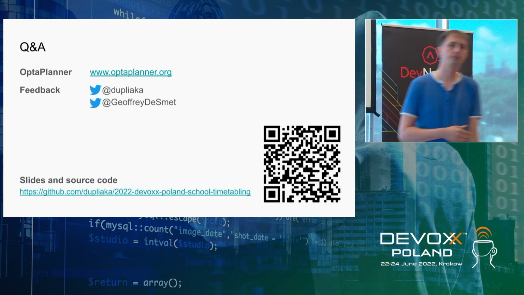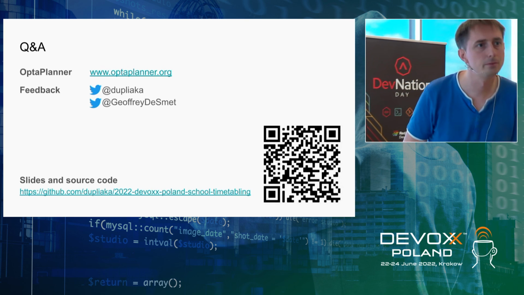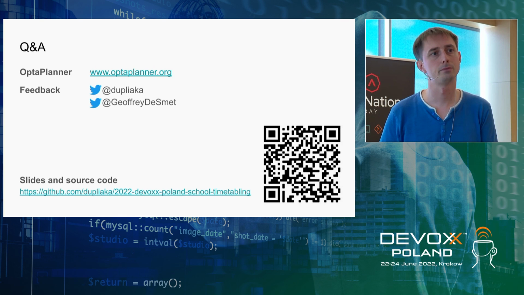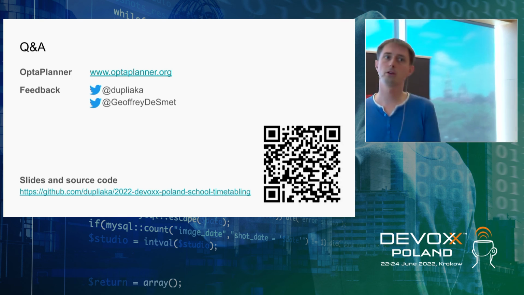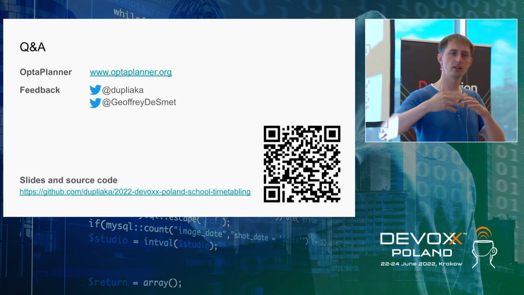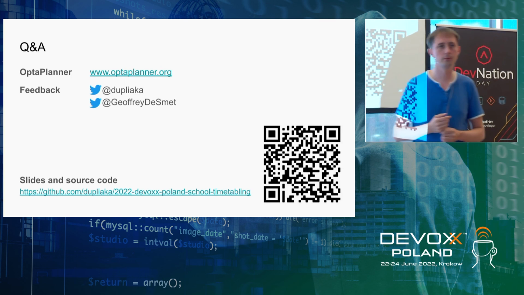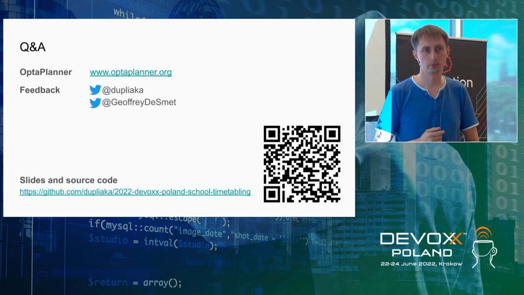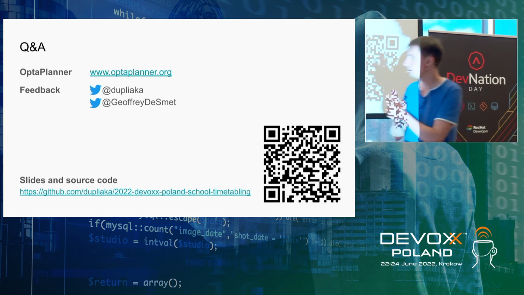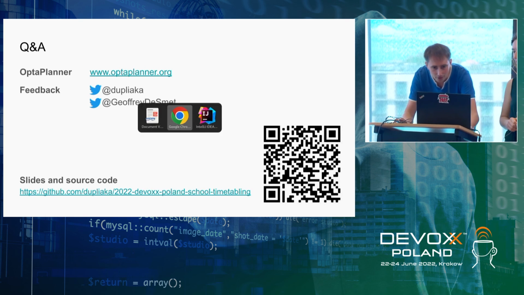Would you have benchmarks, like how the solving time increases when you keep adding constraints? Yes, we have something called the benchmarker. So the question is, if you add constraints, how does it affect the runtime and so forth? We have something called OptaPlanner benchmarker. I think we might be able to show it. I have it somewhere. Let me just check.